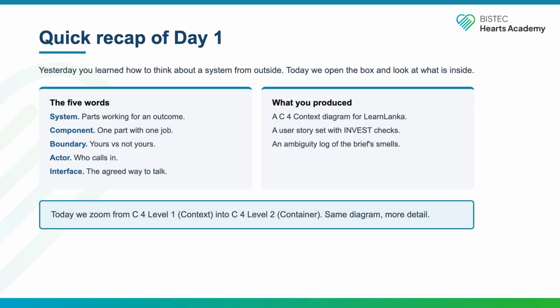Just to anchor where we are. Yesterday you learned 5 words: system, component, boundary, actor, interface. You produced a context diagram, a user story set, and an ambiguity log for LearnLanka. Today we zoom in. Yesterday's context diagram showed your system as one box. Today we open that box and look at the building blocks inside. Same diagram method, C4, just a different zoom level.